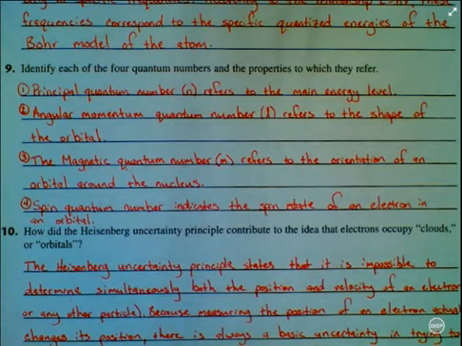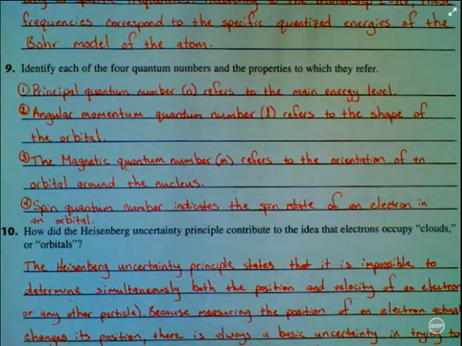Number 9, identify each of the 4 quantum numbers and the properties to which they refer. Now we have 4 quantum numbers here. The question's obviously telling us that, but we should know that off the top of our head. So we've got to ID each of them. That's the principal, the angular momentum, the magnetic, and the spin. But we also need to identify the properties they refer to.